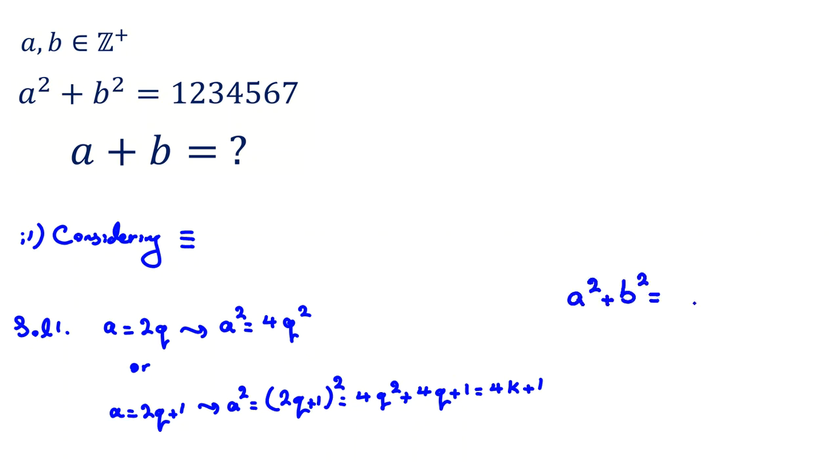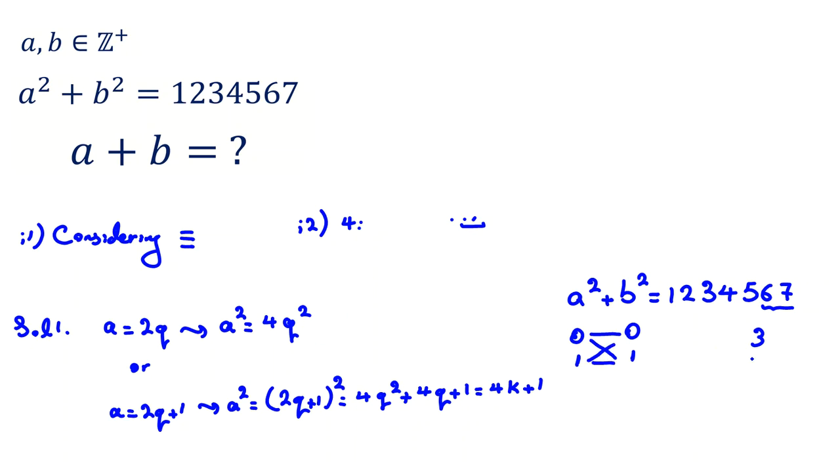Similarly, for b squared, we can say the same thing. So the remainder of a squared when divided by 4 is 0 or 1, and for b squared, similarly 0 or 1. For 1, 2, 3, 4, 5, 6, 7, idea 2: for 4, you should consider only the last two digits. So 67 when divided by 4 is what? 64 is a multiple of 4, so it will be 3. Now, if you consider the sums: 0 plus 0 is 0, 0 plus 1 is 1, 1 plus 1 is 2. We cannot reach 3, so contradiction. So there is no answer for a and b in integers.